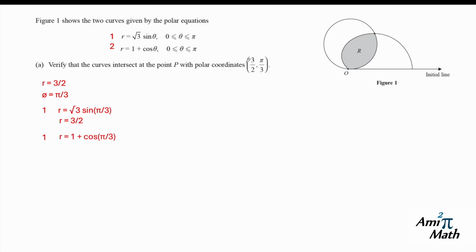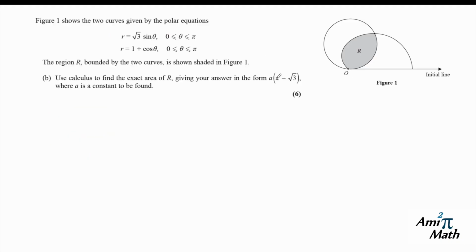And then we can do the same for equation 2. That should be a 2, sorry. So it's r equals 1 plus cos, and then the theta will be pi over 3, and that again gives us r equals 3 over 2, which matches that.